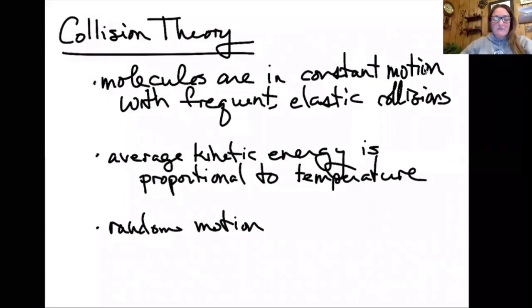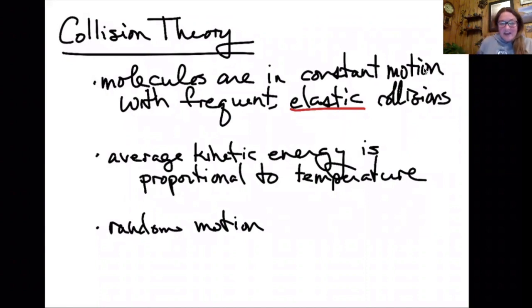Understanding why certain factors cause reactions to speed up or slow down depends on collision theory. Collision theory makes a few assumptions. The first one is that molecules are in constant motion with frequent elastic collisions. What it means for a collision to be elastic is a term used in physics to mean that kinetic energy is transferred between molecules and there's no loss of energy when things collide.